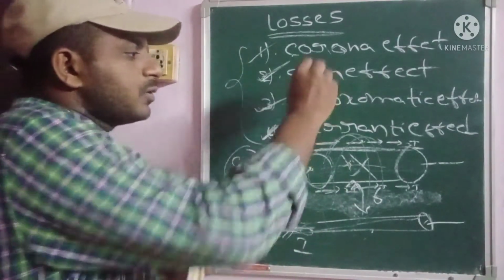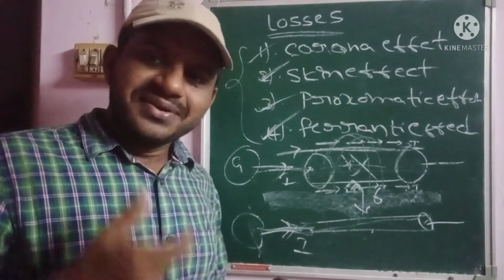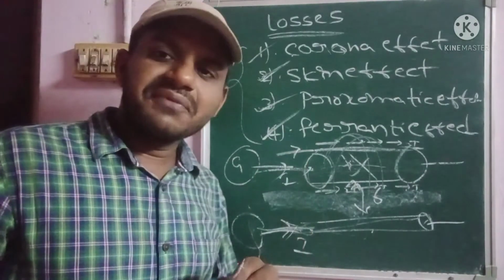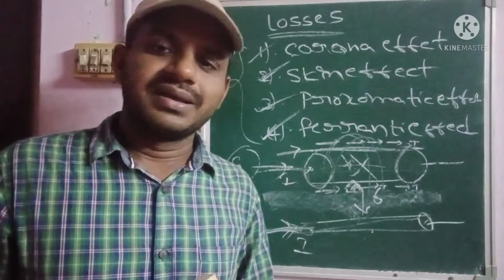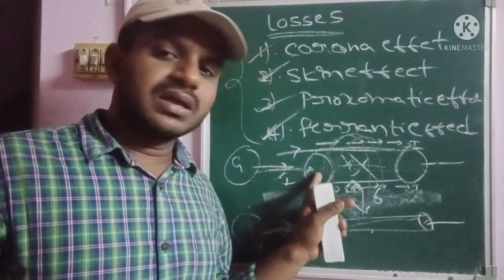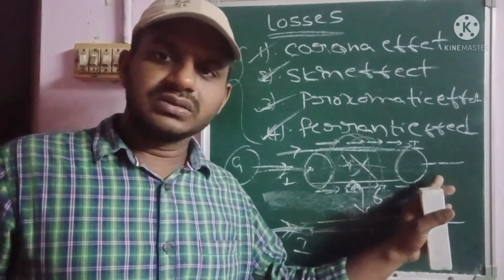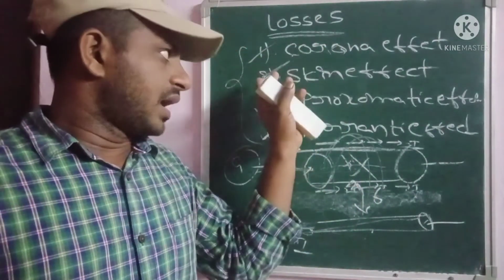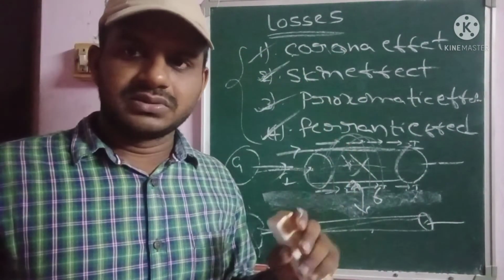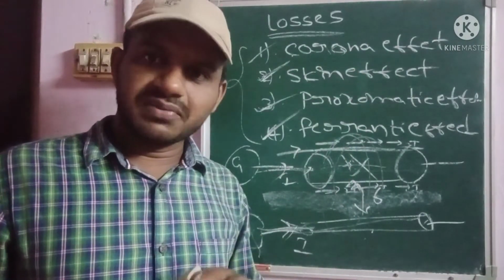Coming to the Faraday effect. The Faraday effect generally comes under no load condition, which is not the condition at the load center. Whenever a load is connected, different types of losses come, like corona, skin effect and proximity effect. These are the different types of losses.